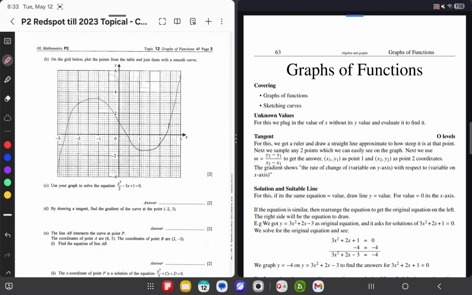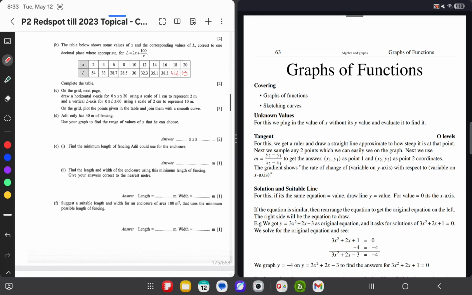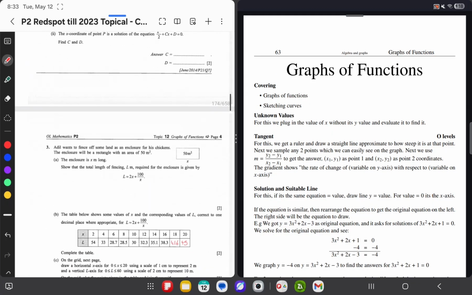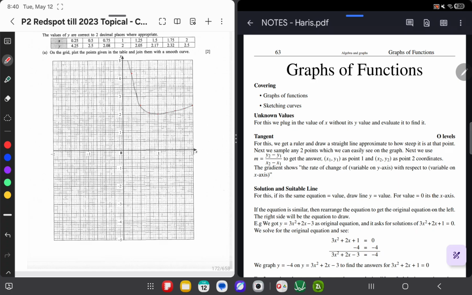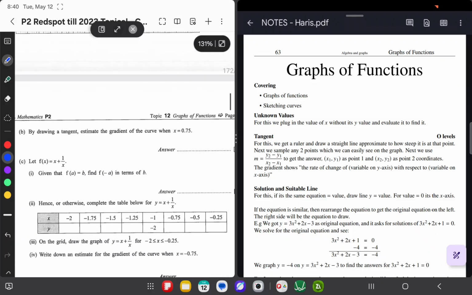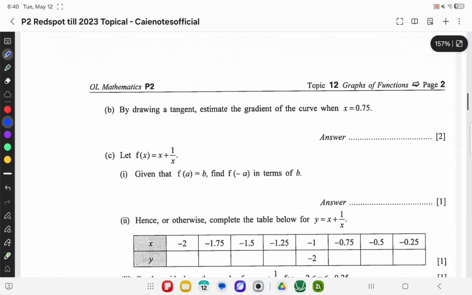Now before doing so, I will quickly draw some more graphs, for examples. I have drawn a few graphs to help illustrate this point quite literally. So how do we do tangents? Okay, let's look at the tangent questions. Drawing a tangent, estimate the gradient of the curve at x is equal to 0.75.